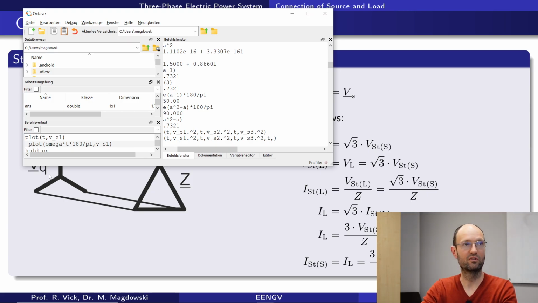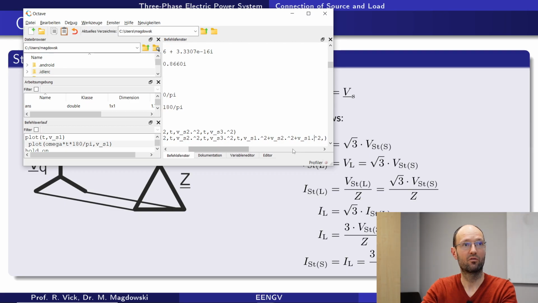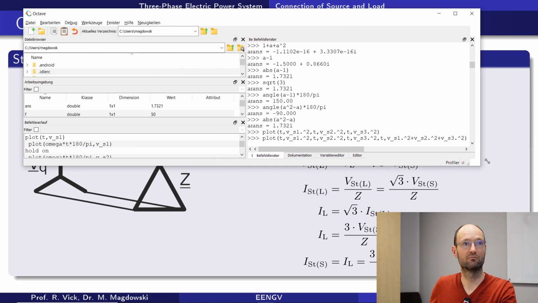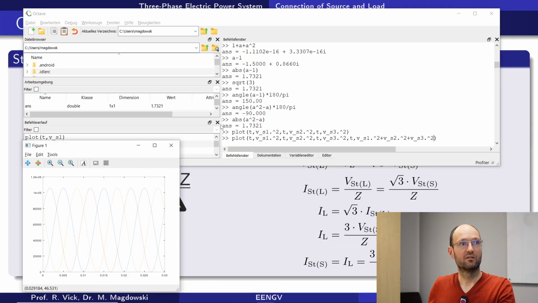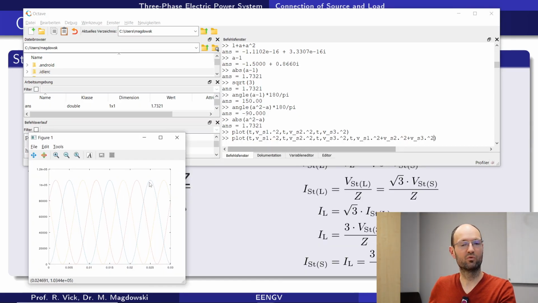With respect to time, I will now take this, so plus the second voltage squared plus the third voltage squared. And I think I need to enlarge this window to check if I have everything correct, but it looks good. So this was the plot that we had before. Now what would you expect if I take the sum of this, the sum of this, the sum of this?